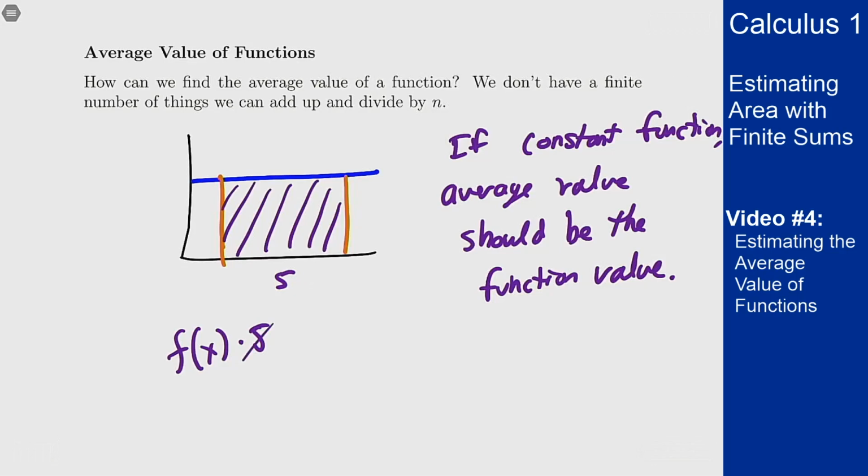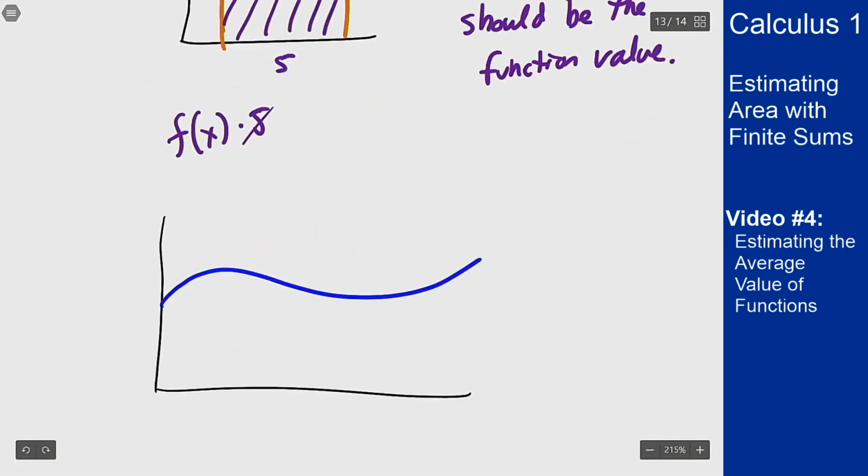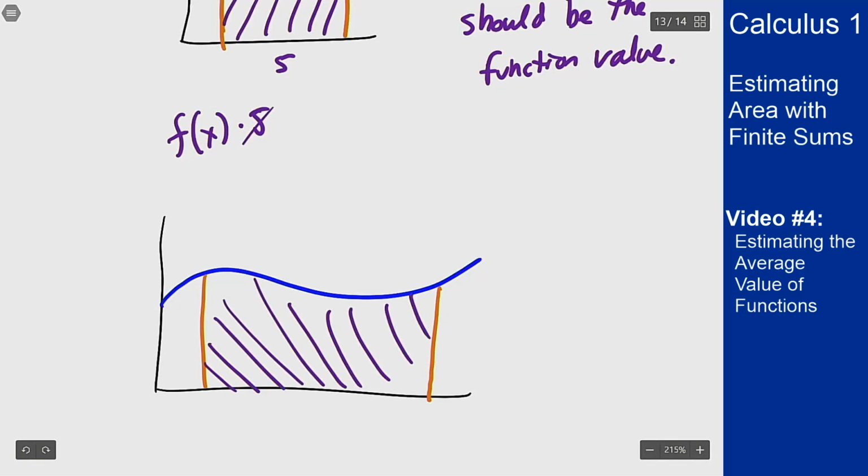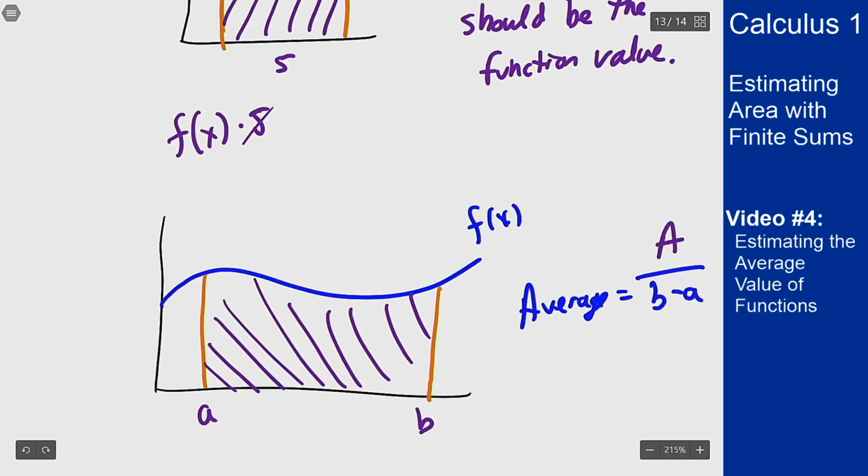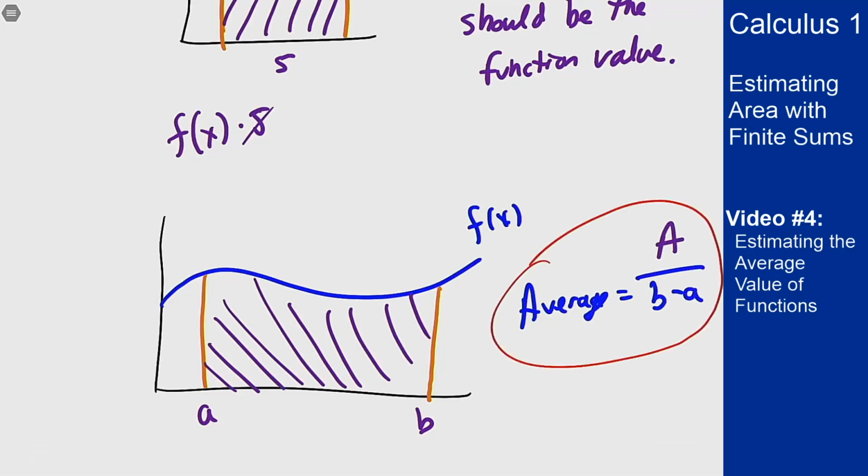So if the function is not constant, how could I find the average value then? Well, I could do it in the same way. I could take the area of this shape here and divide it by the length of the interval that this is supported on. So for this function f here, the average should be the purple area here divided by the length of the interval, which is b minus a. And that's how we directly find the average value of functions. We find the area under the curve and divide it by the length of the interval on which we're supporting it.